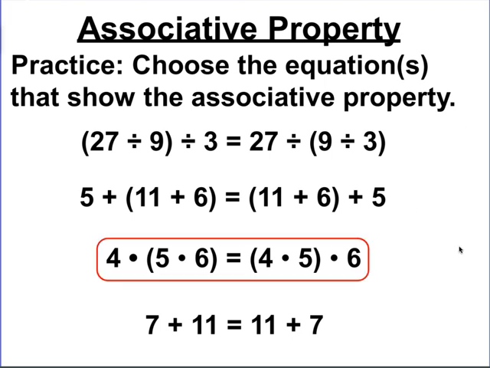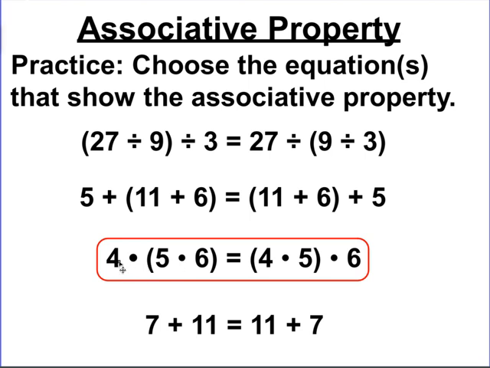The only one that's associative property is the third one. The first problem is division, so just cross it out right away. The second and fourth ones are both examples of the commutative property, not the associative property. They're changing the order, not the grouping. The only one that changes grouping is this third one here.